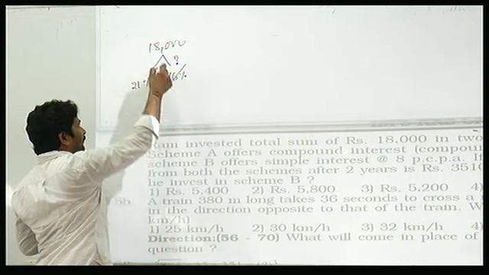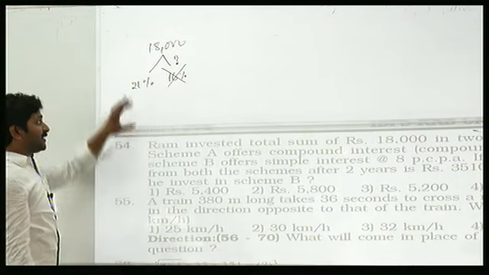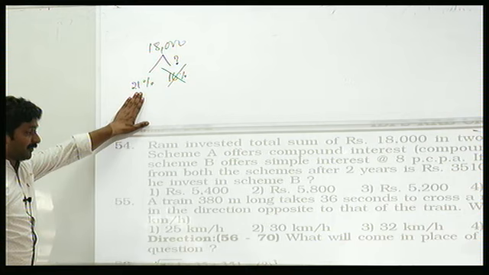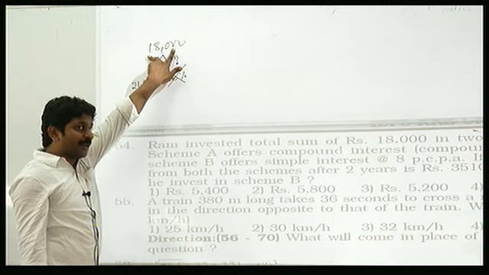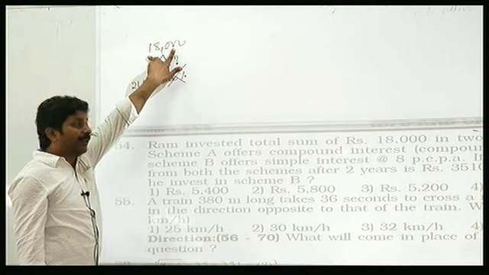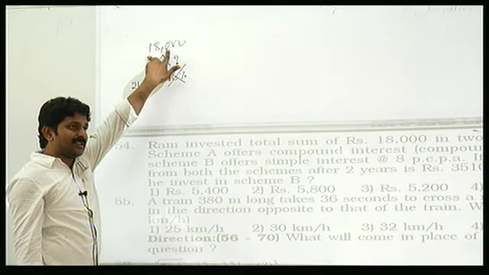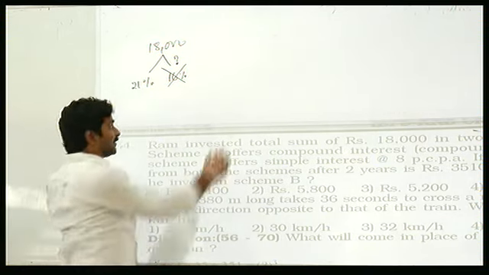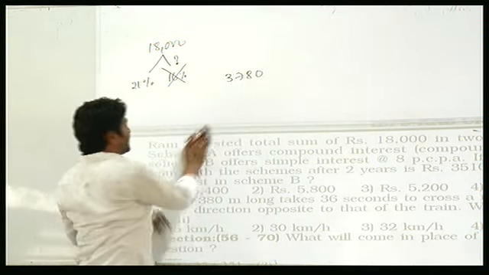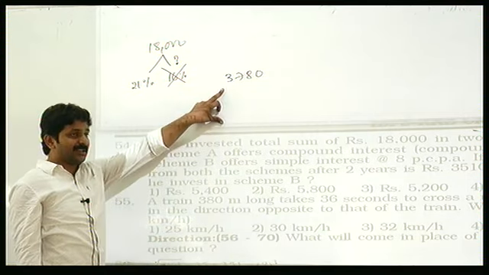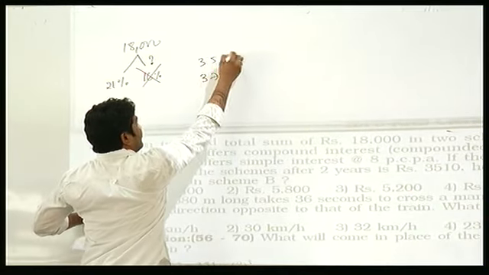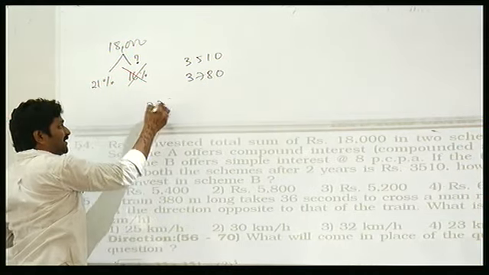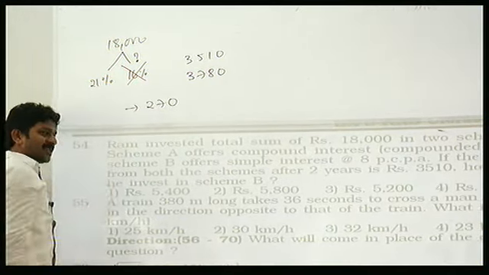In the reverse method, you can forget about it. Suppose the total money is given for Scheme A, which offers 21%. 21% of this: 10% is 1,800, 20% is 3,600, 1% is 180, total 3,780. So if the total money is given for Scheme A, you'll get 3,780 rupees. But the interest given in this case is 3,510. So how much extra do we have? 270 rupees extra. Why did we get 270 rupees extra?